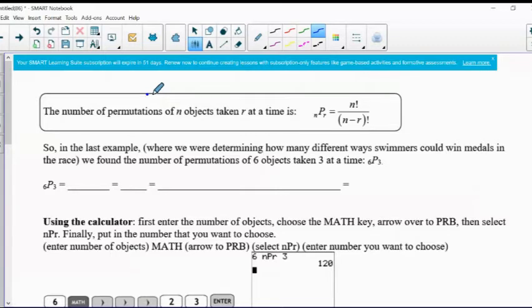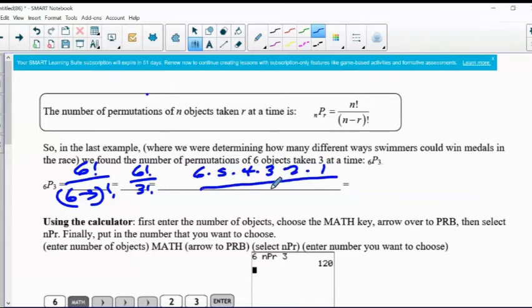Okay. And this is the order or the equation. So you can look at it, it's n factorial, the number of objects, over n minus r, where r is the number of objects we're going to take, factorial. And you can see below, like I said, how to put in the calculator. So this equation, nPr, where n is 6 and r is 3, ends up being 6 factorial over 6 minus 3 factorial, which is 6 factorial over 3 factorial.